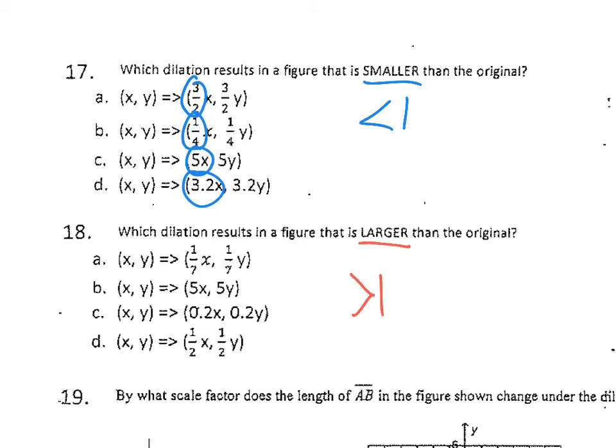I'm going to label this part just so you guys don't get confused by the notation. I'm saying my scale factor is bigger than 1, and on number 17, I was saying my scale factor is less than 1. So again, take a look at your numbers, see which one is bigger than 1 on number 18.